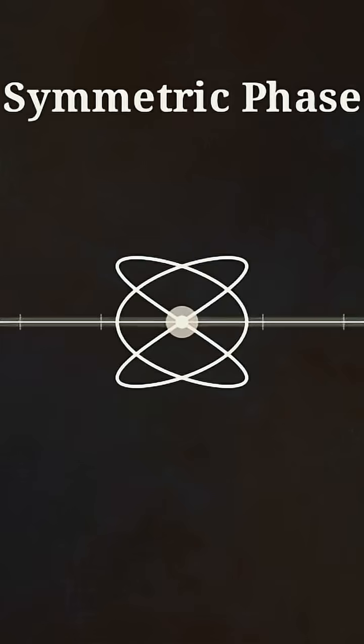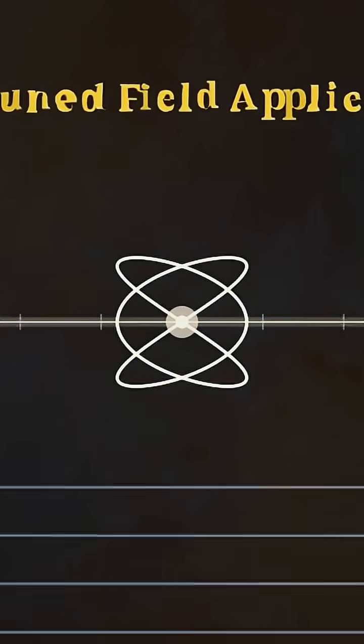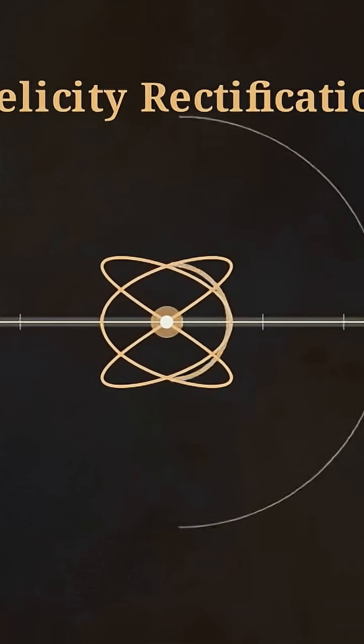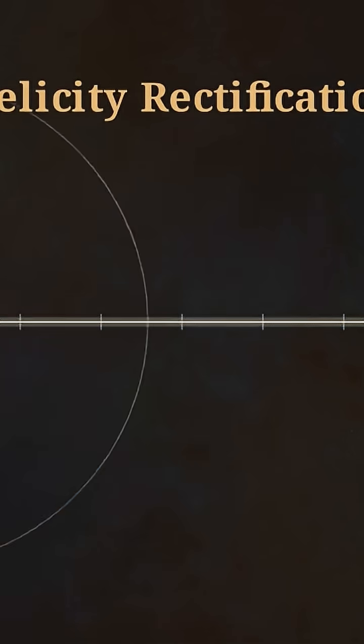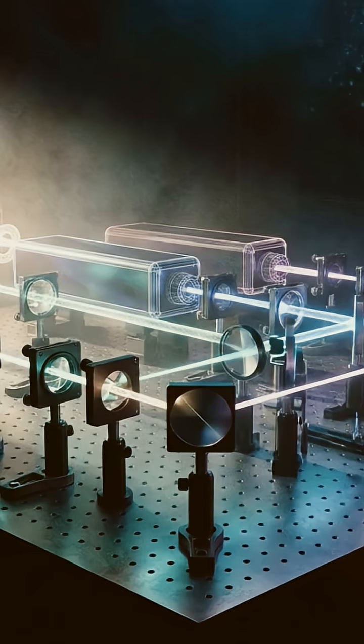Normal particles project spatial curvature symmetrically, pulsing left then right, canceling out any net force. By applying a tuned field, we achieve helicity rectification. The particle fires only to the right, forcing the entire system to slide steadily to the left. This mechanism matches observations in the lab.